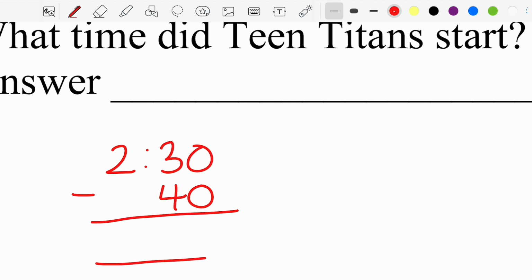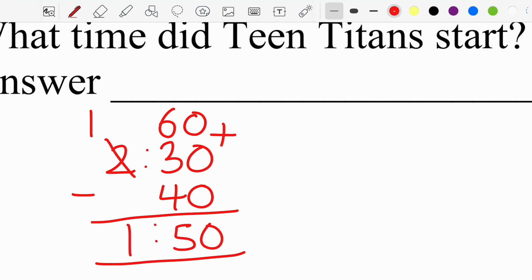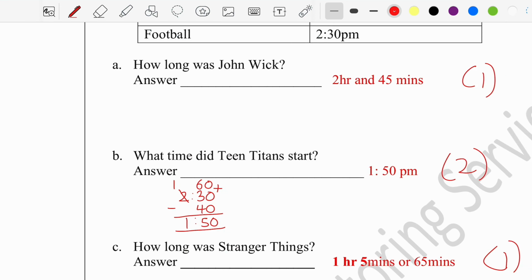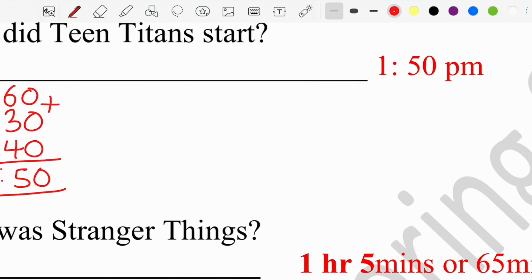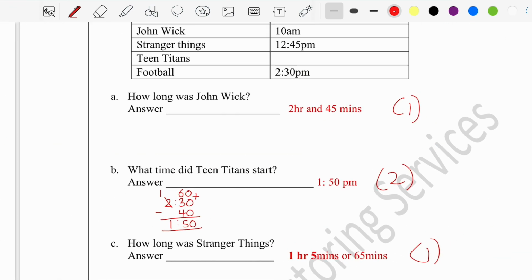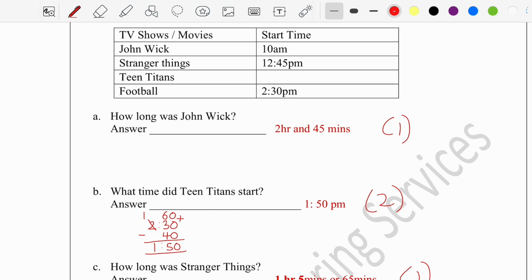So we know that 30 minutes cannot take away 40 minutes. So we need to borrow 1 from the hours. 2 take away 1 is 1. And we will bring across 60 minutes, because 1 hour is 60 minutes. So 60 plus 30 minus 40. 60 plus 30 is 90. 90 minus 40 is 50. So that's 1:50 p.m., right? And lastly, how long was Stranger Things?